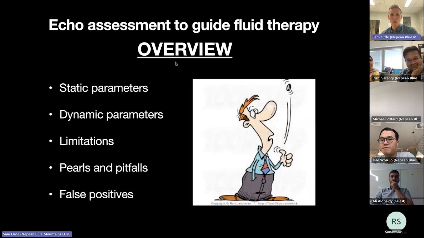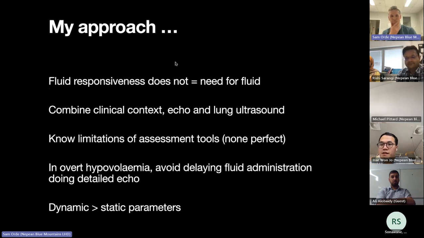We'll talk a little bit about static parameters and dynamic parameters. In, for example, a written exam, if they were to ask you this for the DDU, they very much expect you to split them out like that, I suggest. In real life, I think they get a little bit more melded together. Very importantly, though, we must know about the limitations of what we're doing with static and dynamic echo parameters. And I'll try and tell you a few pearls and pitfalls and false positives along the way.